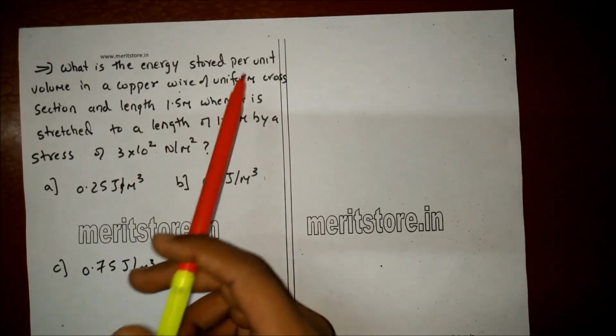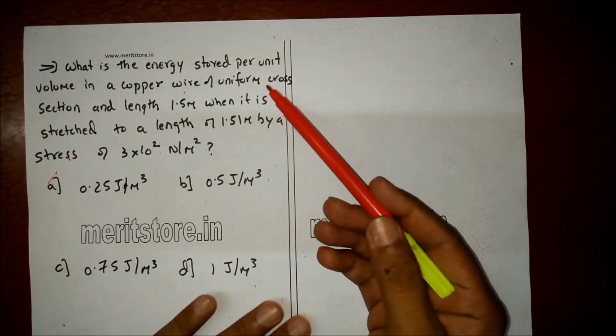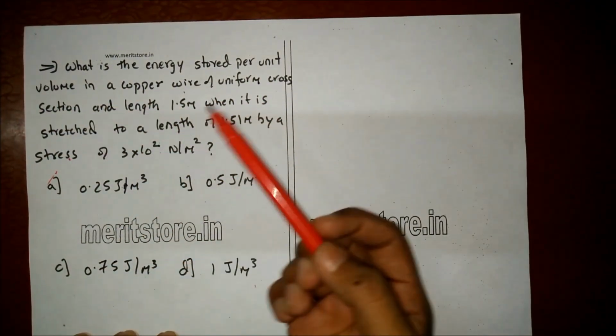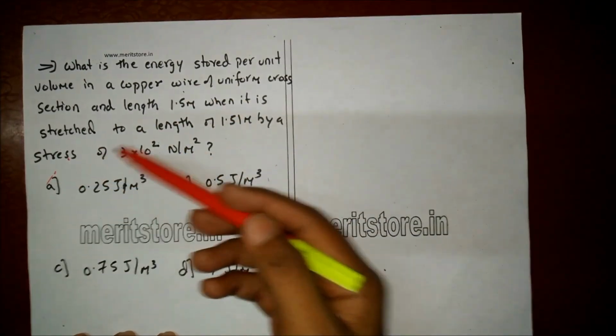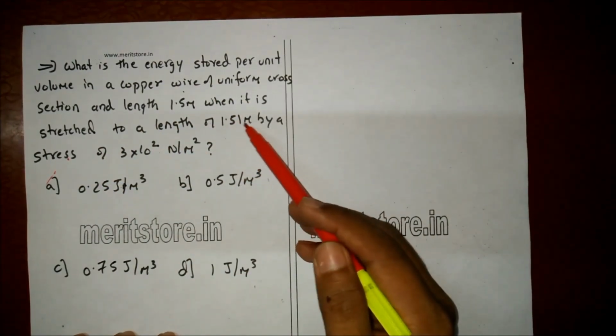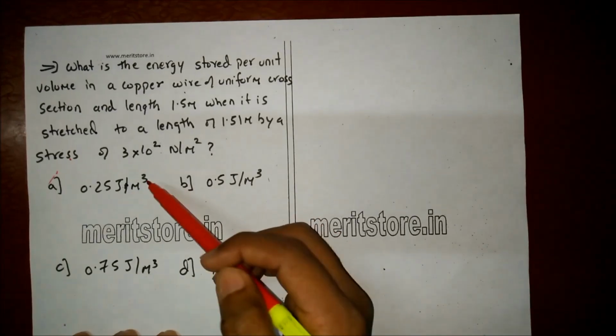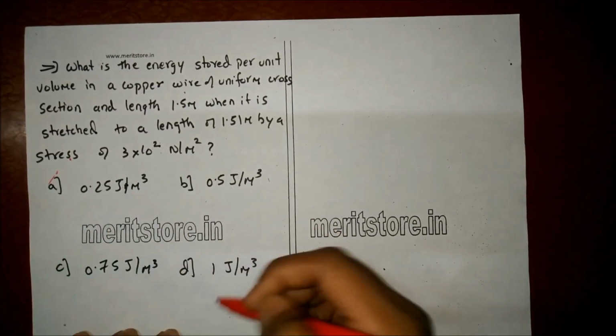What is the energy stored per unit volume in a copper wire of uniform cross section and length 1.5 meter, when it is stretched to a length of 1.51 meters by a stress of 3 into 10 raised to 2 Newton per meter square? Here are the options.